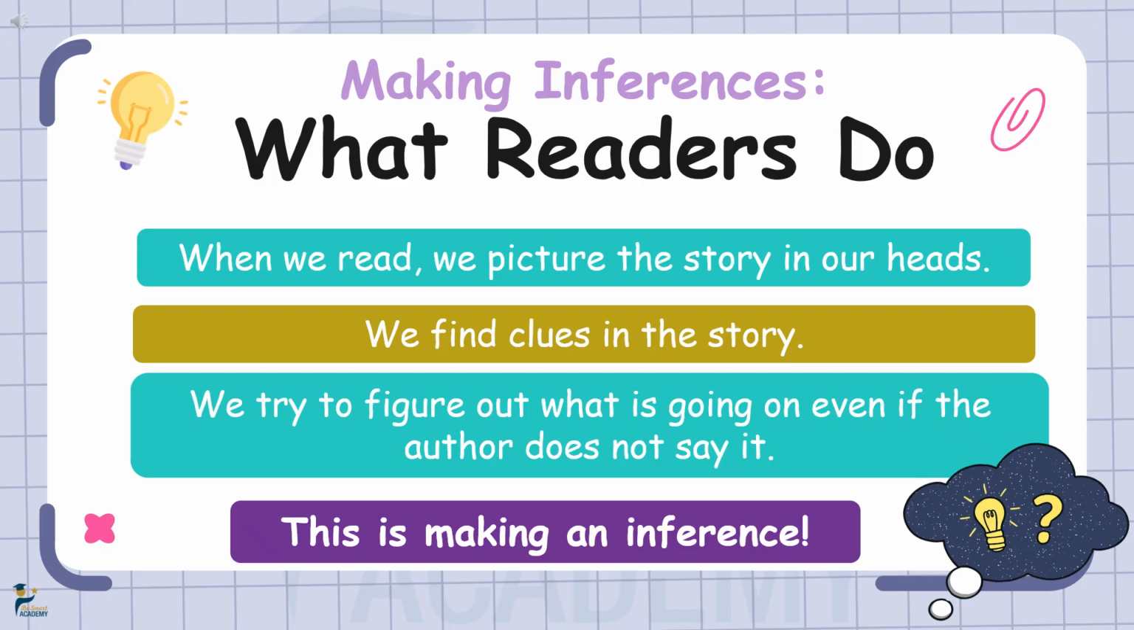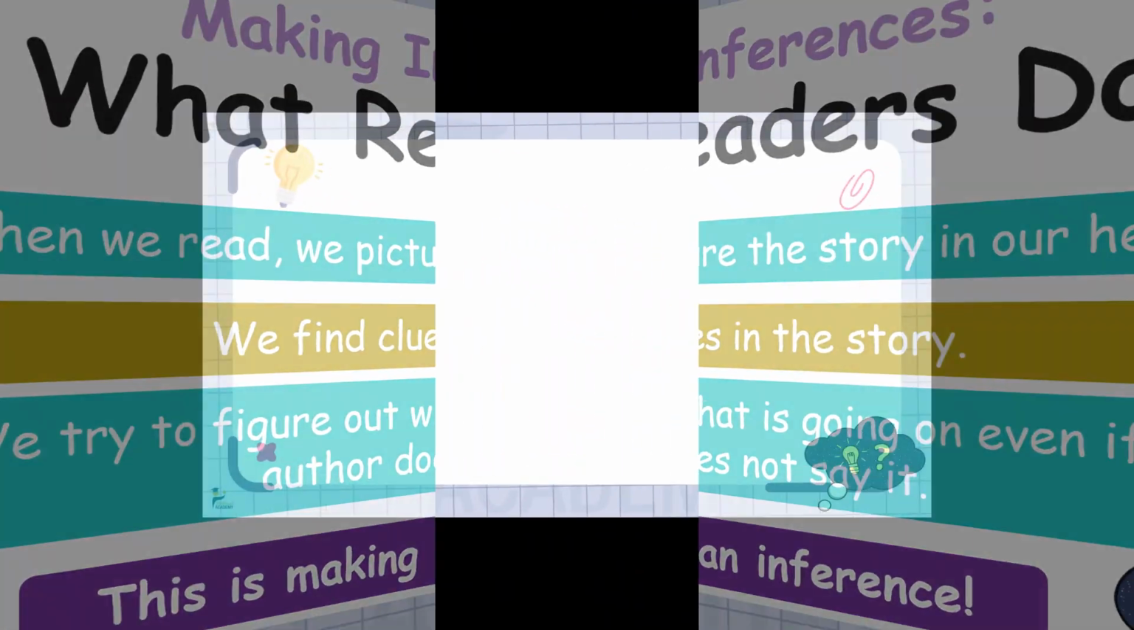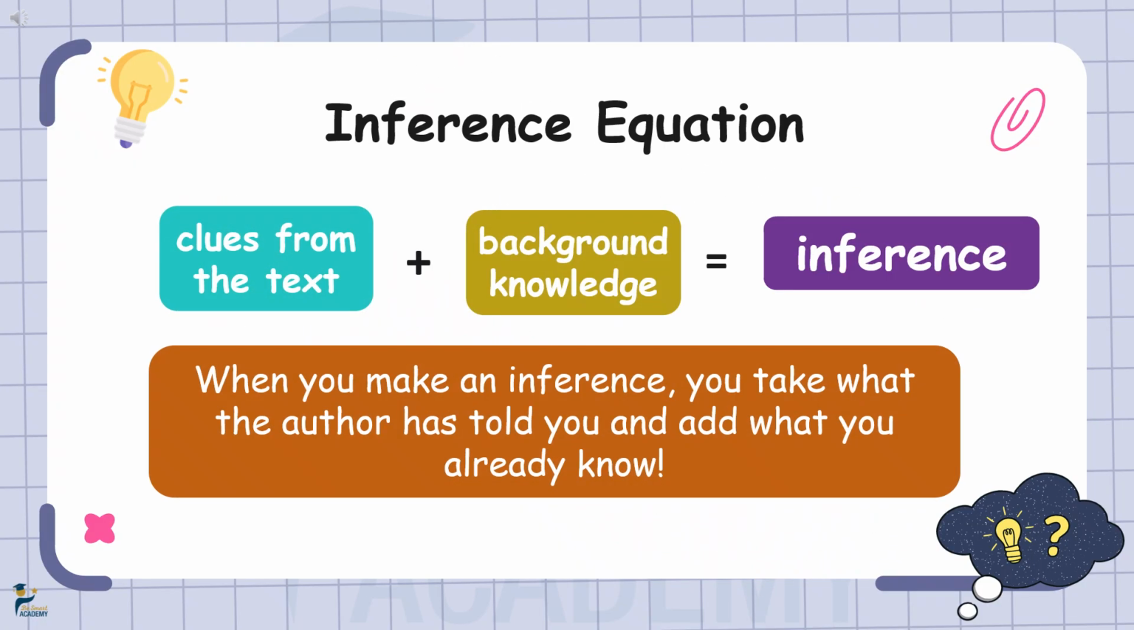Easy explanation. It's like being a detective. You look for hints and use your brain to guess what's really going on. Authors don't always tell you everything, so you have to read between the lines. You combine evidence, what's in the text, with your own knowledge to understand more. Making inferences is like being a detective in a story. You gather clues, use your brain, and figure out what's really going on, even if it's not said directly.